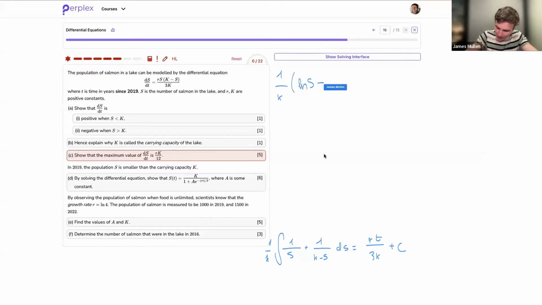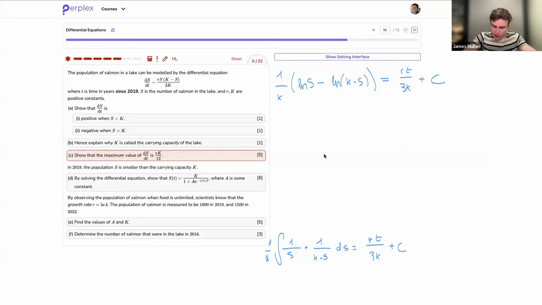And then I'm going to have minus the natural log of k minus s. And it's negative because I have a negative inside. So if I were to take the derivative and apply the chain rule, there's going to be a minus sign popping out of there. Okay? And I could put absolute value around k minus s. Technically, I should. But because I know that the population s is smaller than k, I can actually recognize that k minus s is going to be positive, so I don't need the absolute value. And this is all equal to RT over 3K plus C.